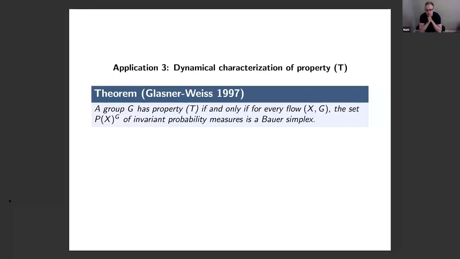And what Glasner and Weiss showed is that you can actually detect property T by looking at the dynamics of your group. So specifically, a group has property T if and only if, for every flow, the set of invariant measures corresponding to that flow is a Bauer simplex, which means that the extreme points are closed, as I said.